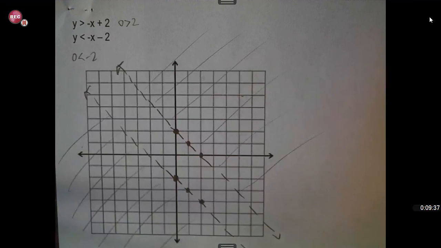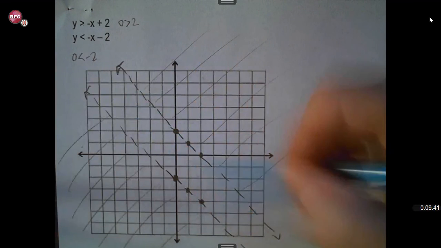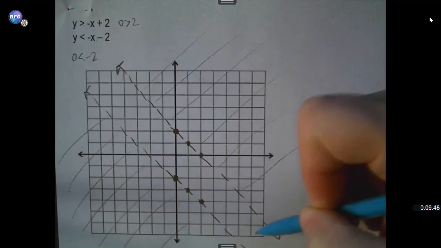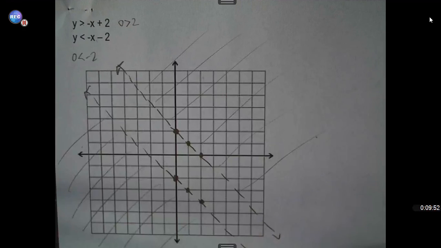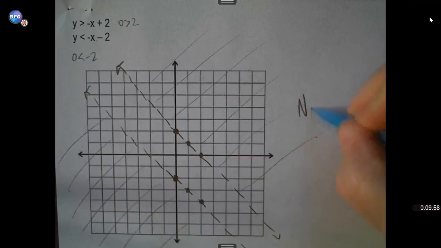But had this one been less than, and I would have shaded this way, and this one been greater than, and I would have shaded this way, then the answer would be the shaded area bounded by those lines. The lines would not be included. But as it is, it's shaded the other way, so no solution. They don't have anything in common. That is it for section 5.